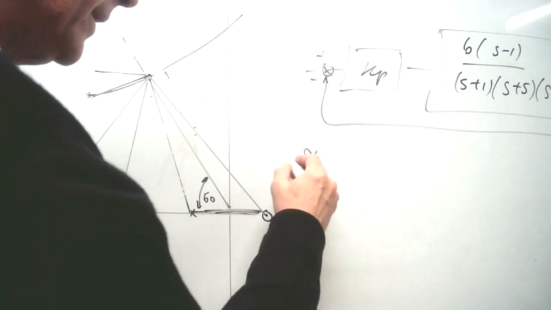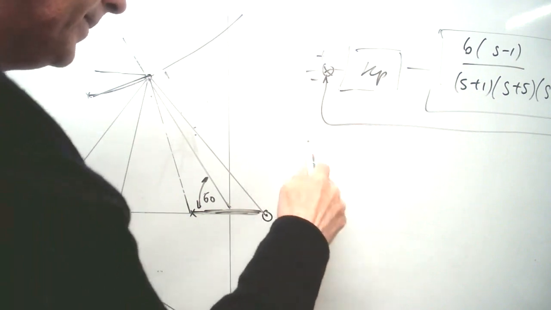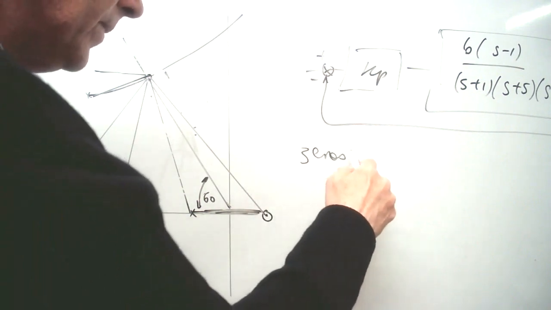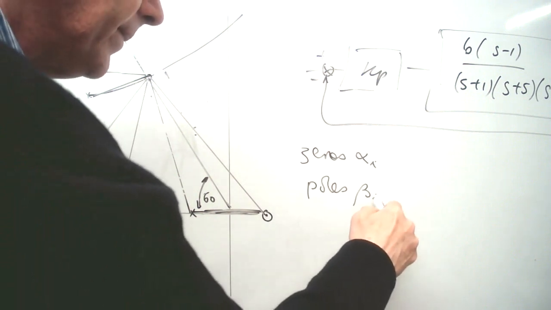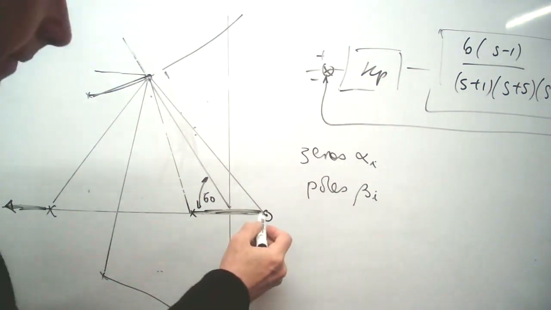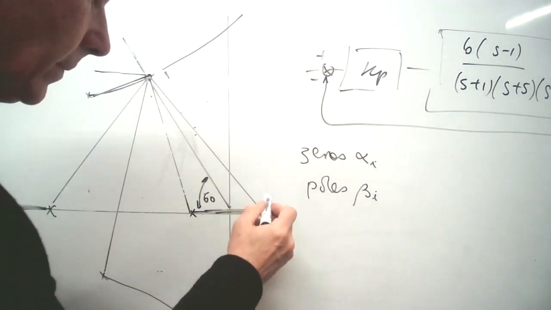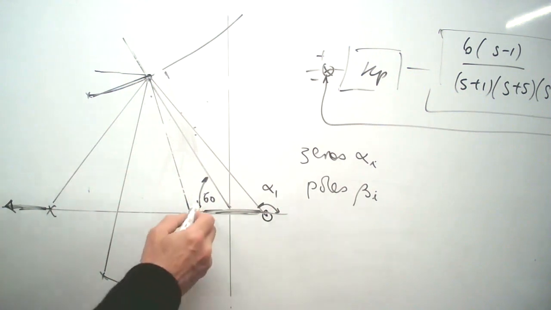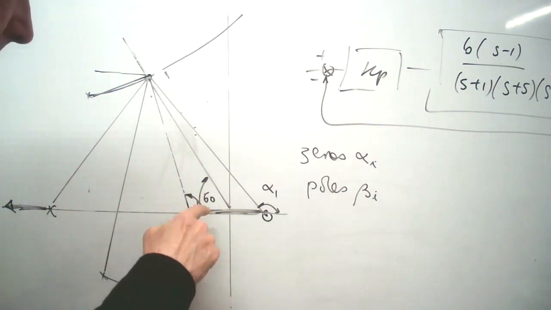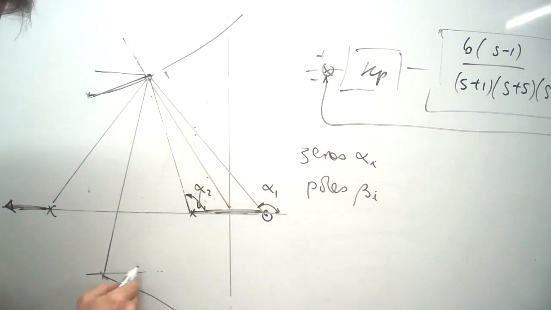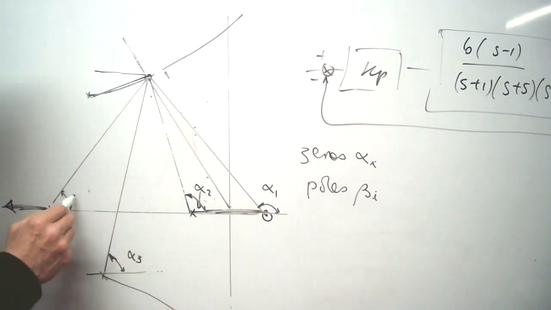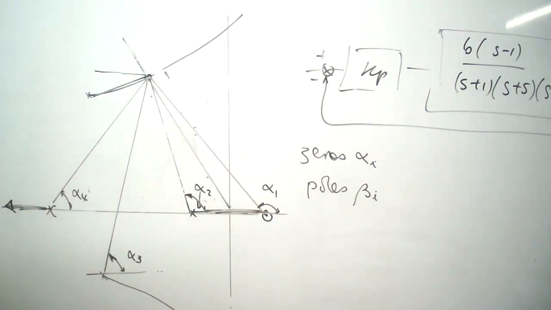So what it said was that the zeros are given by alphas and the poles by betas. So measuring this angle here using the protractor, that'd be alpha 1. Can measure the angle there, and that could be alpha 2. Could measure the angle there, that'd be alpha 3. I could measure this angle here, that'd be alpha 4.